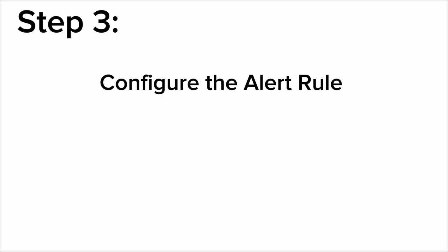Third is configure the alert rule. Define query. Set up a query to monitor the metric you want to alert on. This typically involves selecting the relevant metrics and setting conditions for the alert.